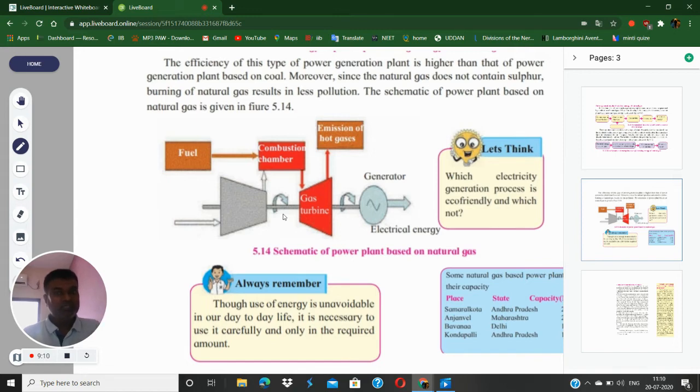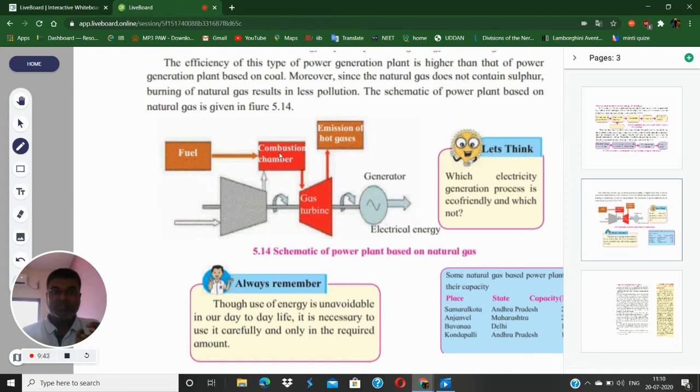And this schematic power plant is based on natural gas. It is shown using a block diagram. In that block diagram, here is the fuel. Which kind of fuel? That is natural gas. See, this is how it will be given in the exam: here for fuel there will be a dash dash, so there we will answer natural gas. The example given is methane, which is actually one component of natural gas.